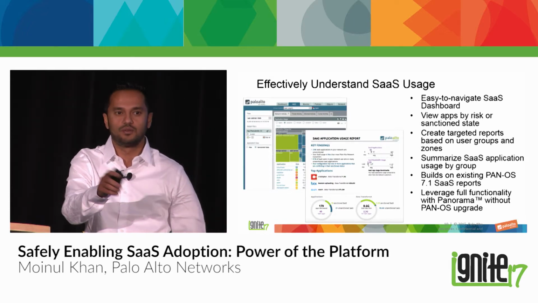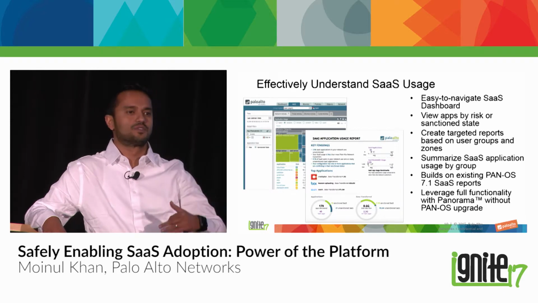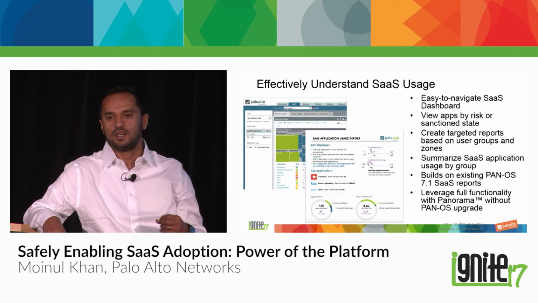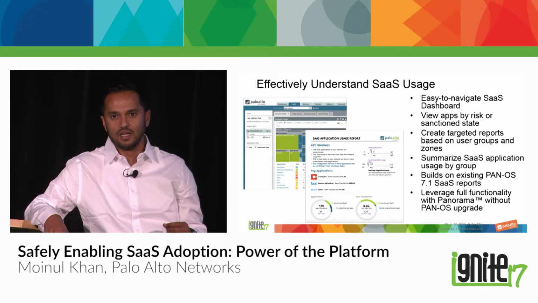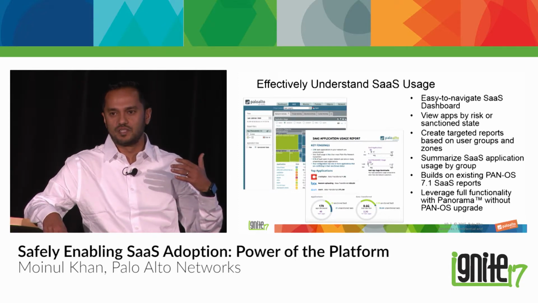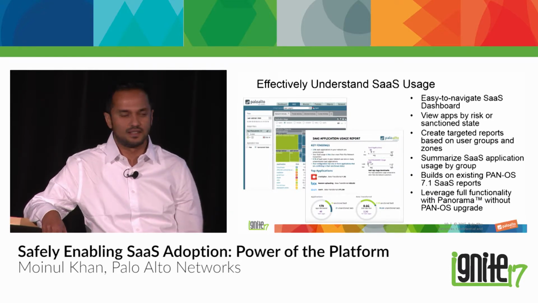We will break it down in terms of sanctioned versus unsanctioned usage. Who are your top users? What are the top applications? What are the threats that we are seeing within those SaaS applications? So you can get that type of visibility through a PDF report or the interactive dashboard using ACC.